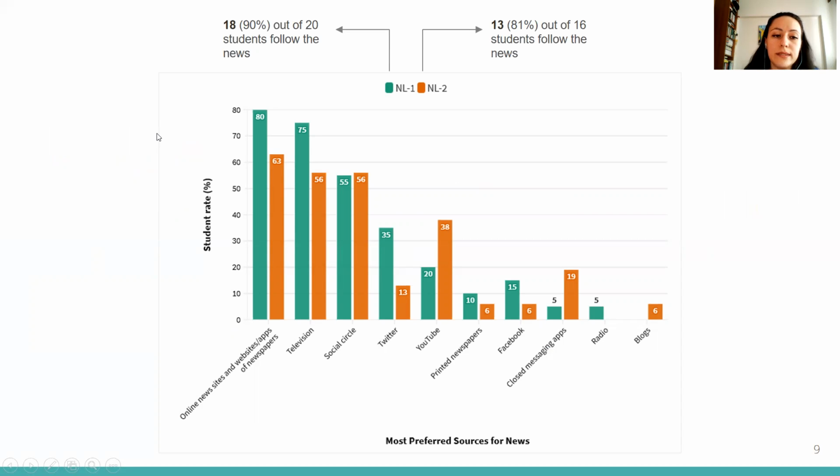When we look at the students' news following status, it's seen that 18 out of 20 students in NL1 and 13 out of 16 students in NL2 follow the news. In both years, the most preferred sources by the students who follow the news are online news sites and websites or apps of newspapers. It's followed by television. And it is noteworthy that the social circle is also at the forefront among the most preferred sources.